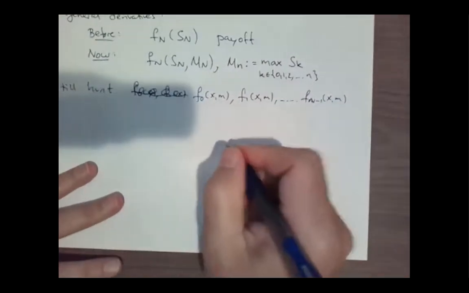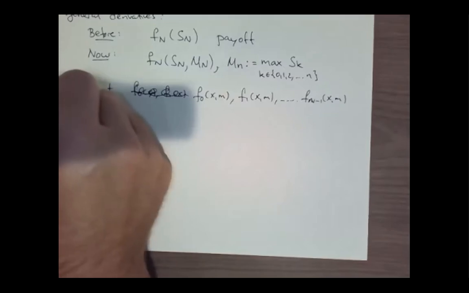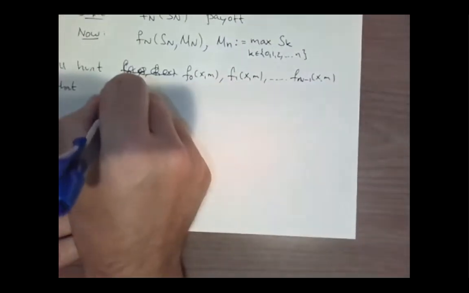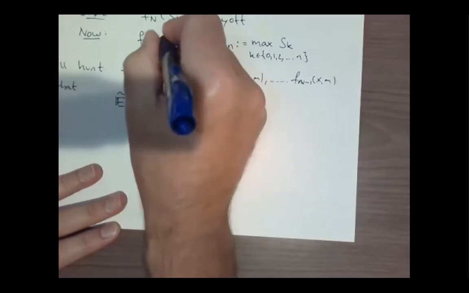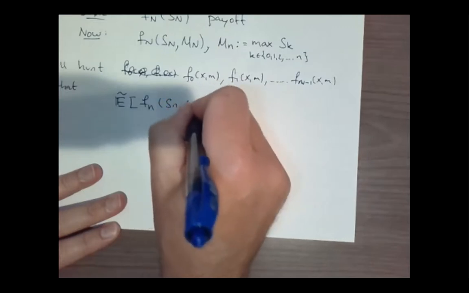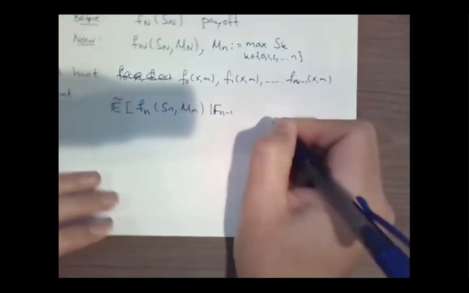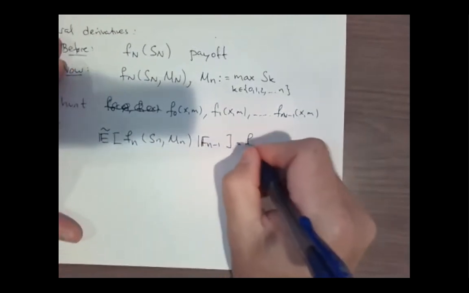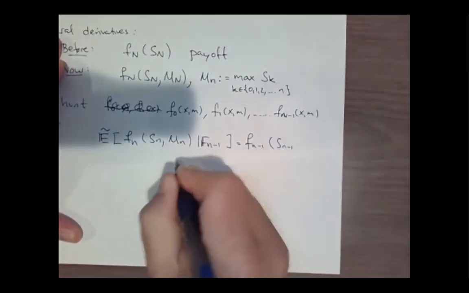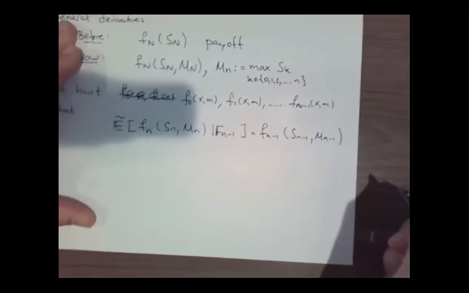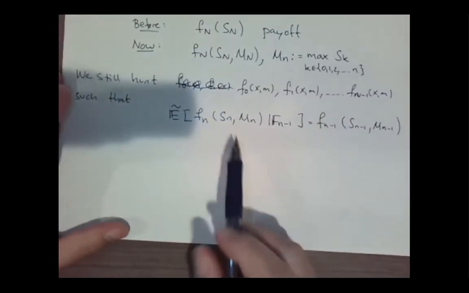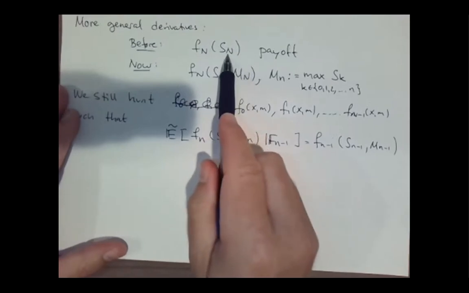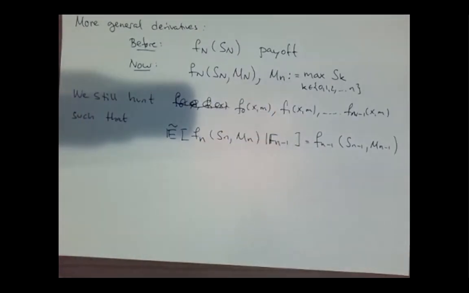We still hunt these such that what? Such that the conditional expectation of fn applied to the stock at time n and to the maximum at time n, given fn minus 1, exactly becomes fn minus 1 applied to the stock at that previous time and the maximum at that previous time. So the difference is that instead of just having a payoff that depends upon the stock, we're now having a payoff that also depends on the maximum.